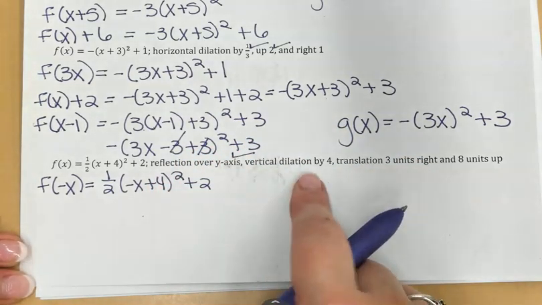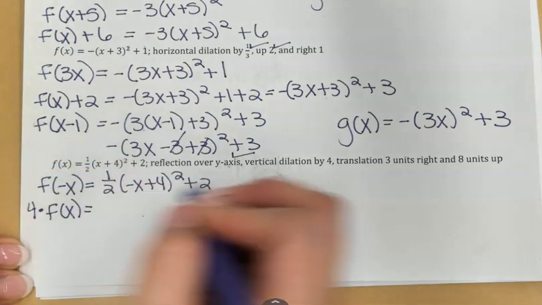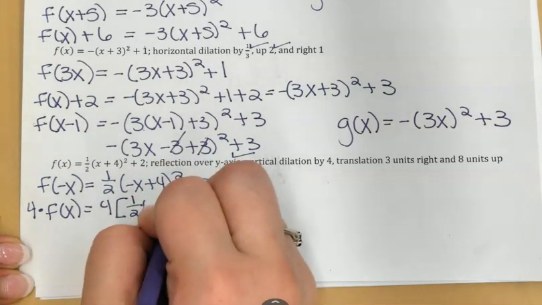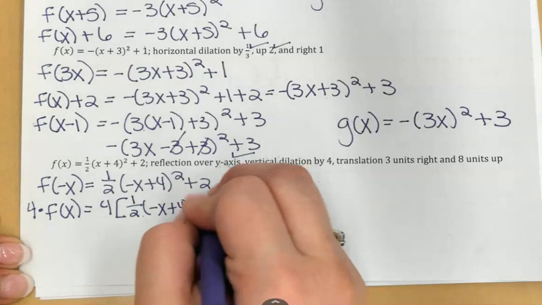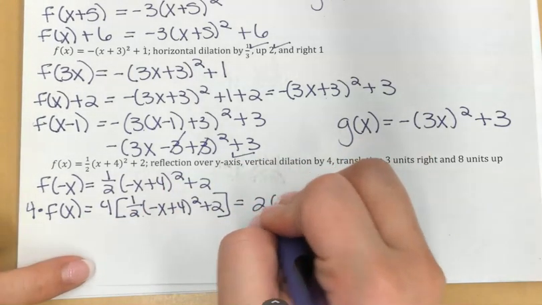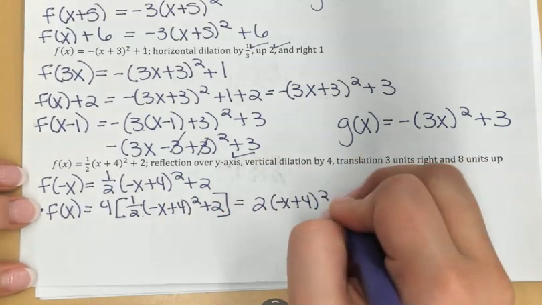Now I need a vertical dilation by 4. Well, that looks like multiplying your function by 4. So that's going to apply to everything here. So the 4 and the 1/2 are going to give us 2. And the 4 and the 2 are going to give us 8.